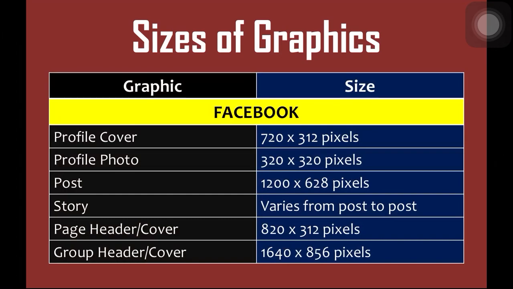Facebook story actually varies. If you open up your Facebook Messenger, you can post a square photo, rectangular photo, or a video, so the size varies. The page header, if you create a Facebook page, the cover or header is 820 by 312 pixels. For a Facebook group, when you have to put up a picture or header, the size of that graphic is 1640 by 856 pixels. Remember, these are all different sizes which you either have to memorize or which are mostly built into the designing applications which we use on cell phones.